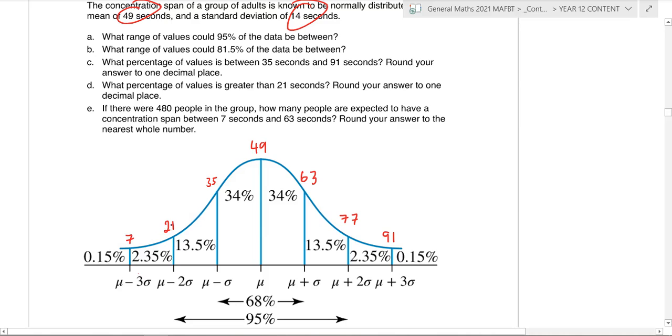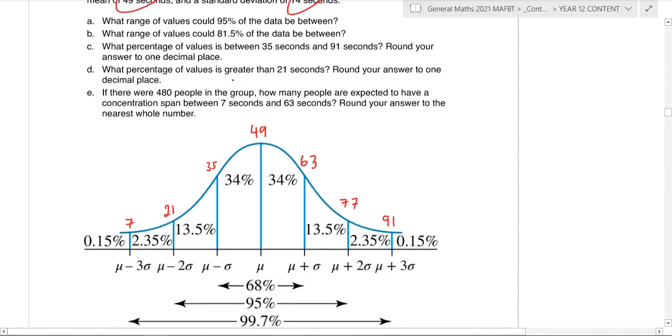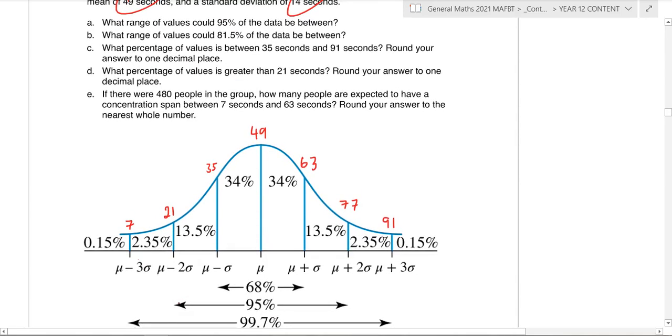Okay, so there is the data that I'm going to use as a reference point to do these questions. What range of the data could the values where 95% of the data lie? Okay, so I just butchered that question, but where is 95% of the data? What's the range? Well, it's between 21 and 77 seconds. So 21 and 77 seconds.